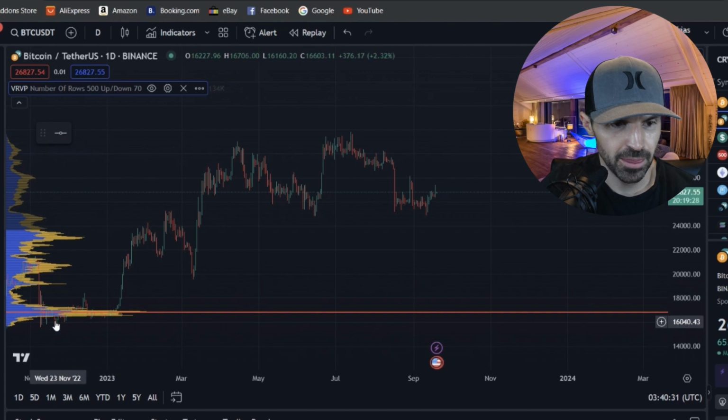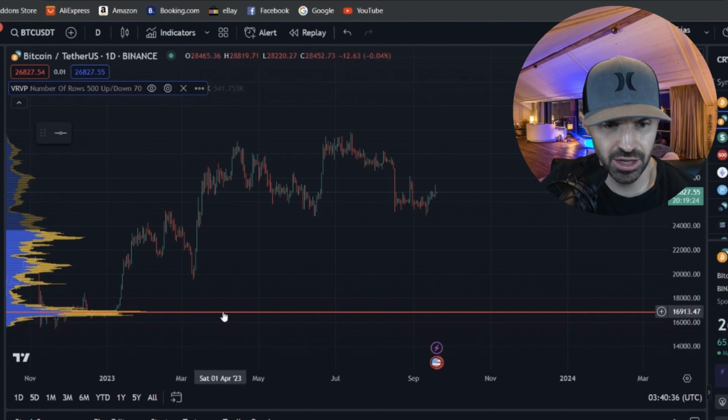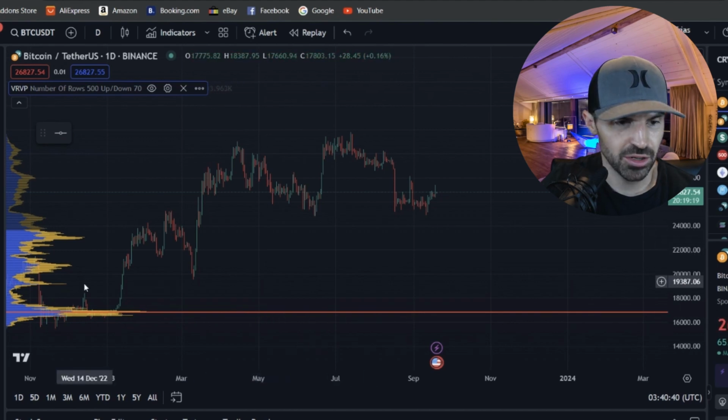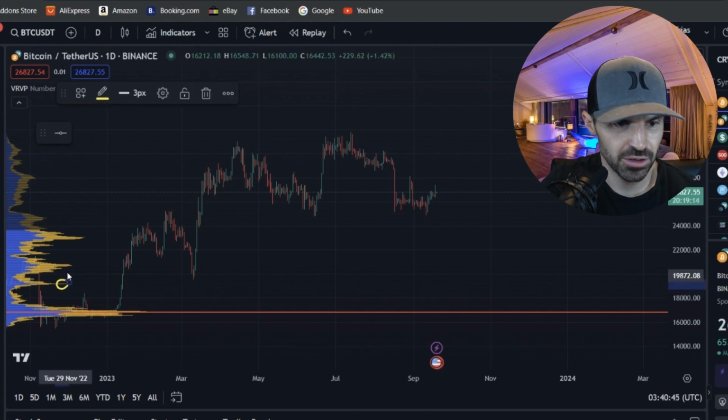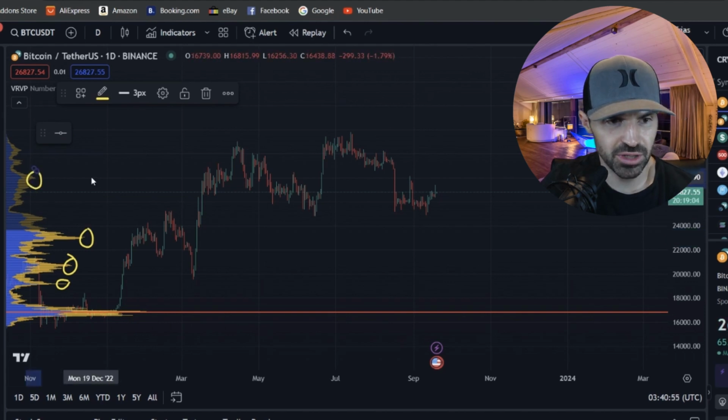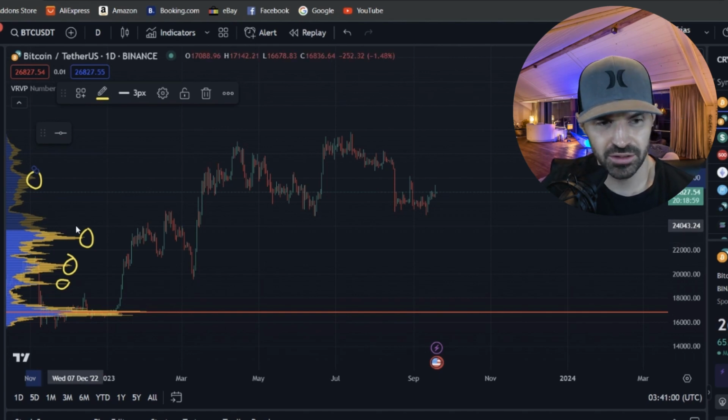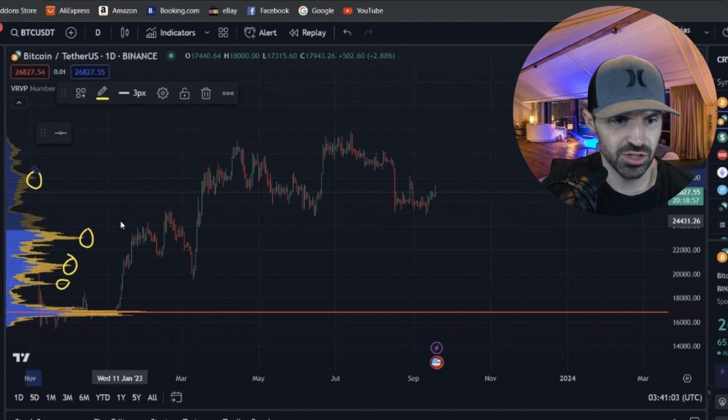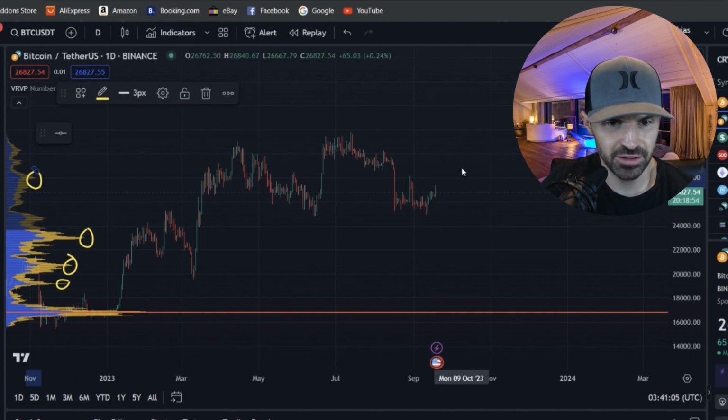Now, again, there was plenty of volume at the start of the year, and that's why you see this red line as the point of control. But again, you can see all the little spikes here. There's one here, here, here. You could even argue this one up here. So these can all act as support and resistance lines. So it's a very important indicator, just to give you an indication of where price is at. Currently, the price is sitting at roughly 26,800.